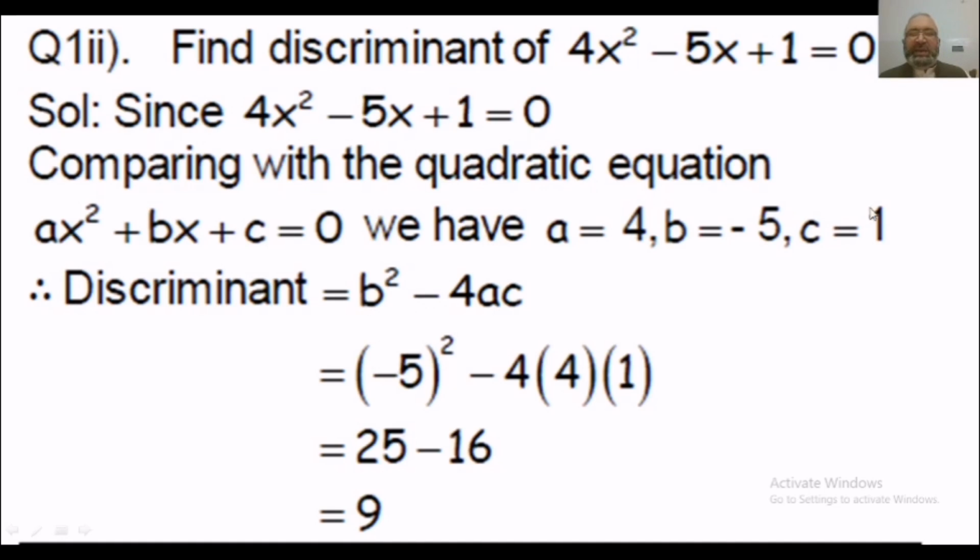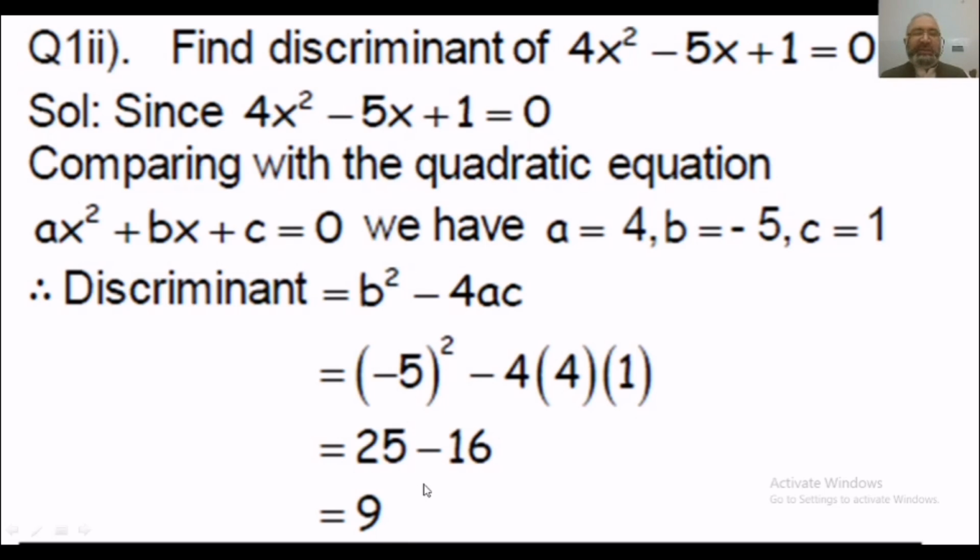the value of b is minus 5 square, minus 4, the value of a is 4 and c is 1. Simplifying, minus 5 square is 25, minus 16. 25 minus 16 is equal to 9. So the discriminant of this quadratic equation is equal to 9.